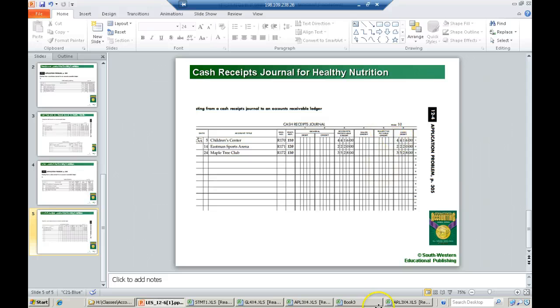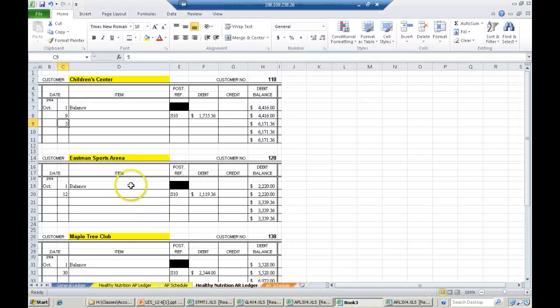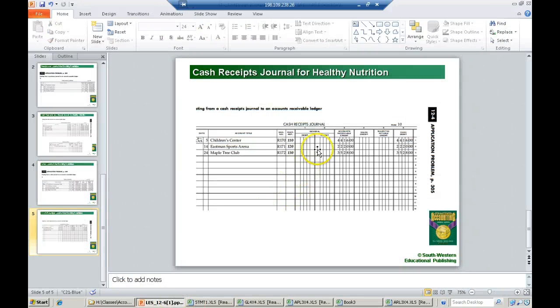Cash receipts journal, page 10, CR10. They credited or paid us back in the amount of $44.16. That changes automatically. Now, at the end of the month, they still owe us $1,755.36. That carries over to the next balance.